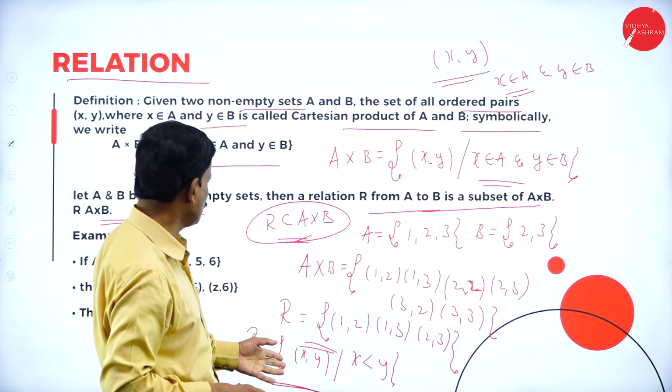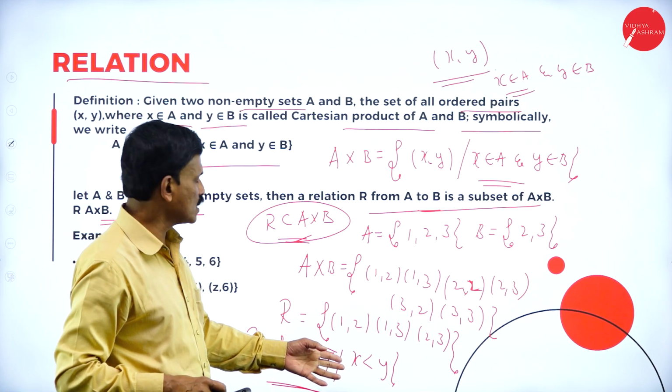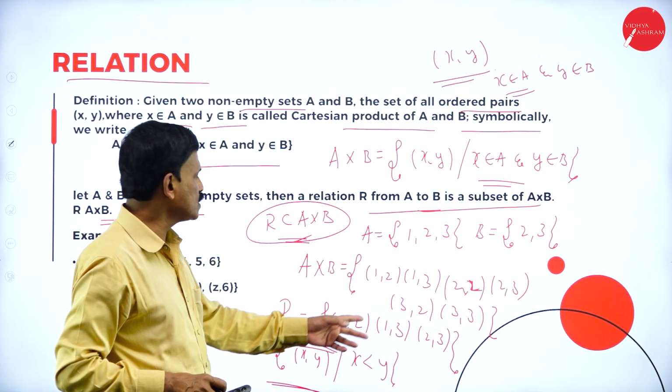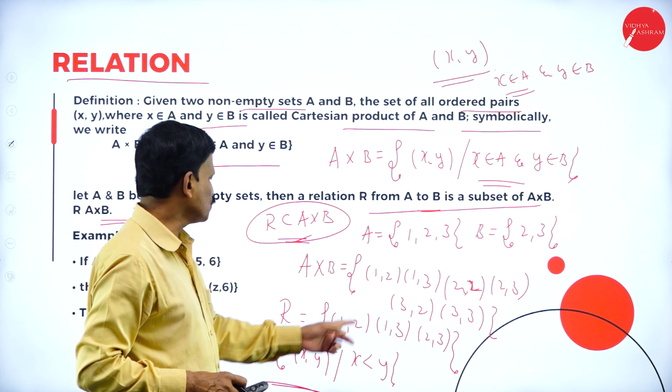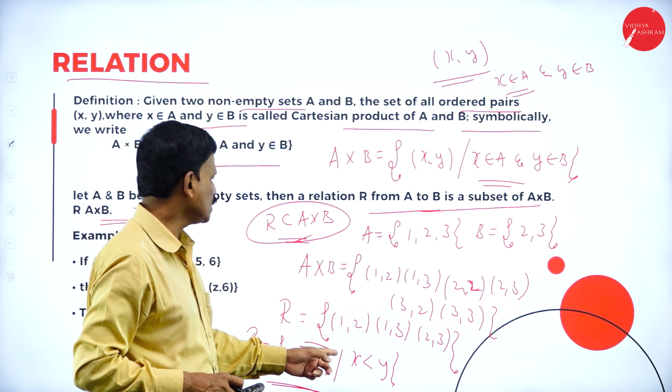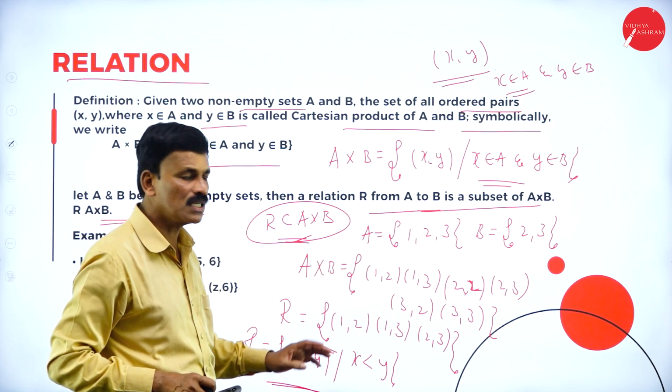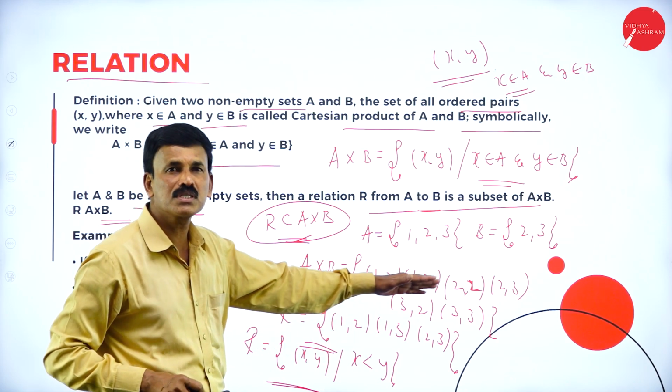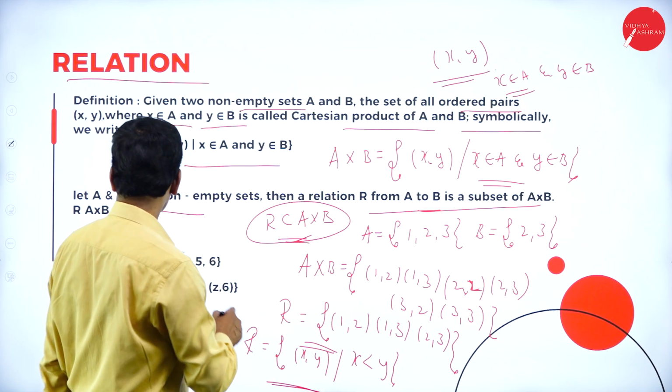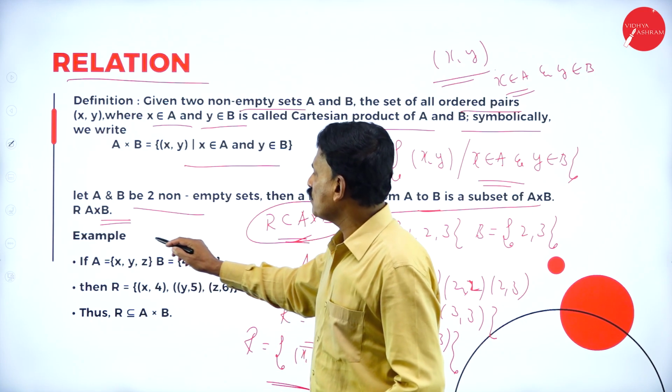Here, what is the relation given? (x, y) such that x is less than y. From this A, (1, 2), (1, 3) and again (2, 3) is the relation, and this R is a subset of A cross B. Now, suppose we take one more example.